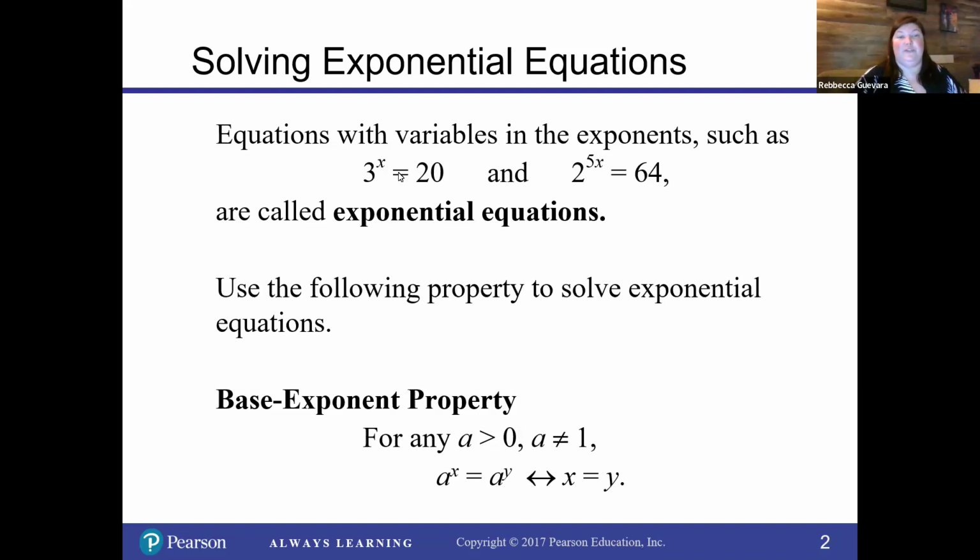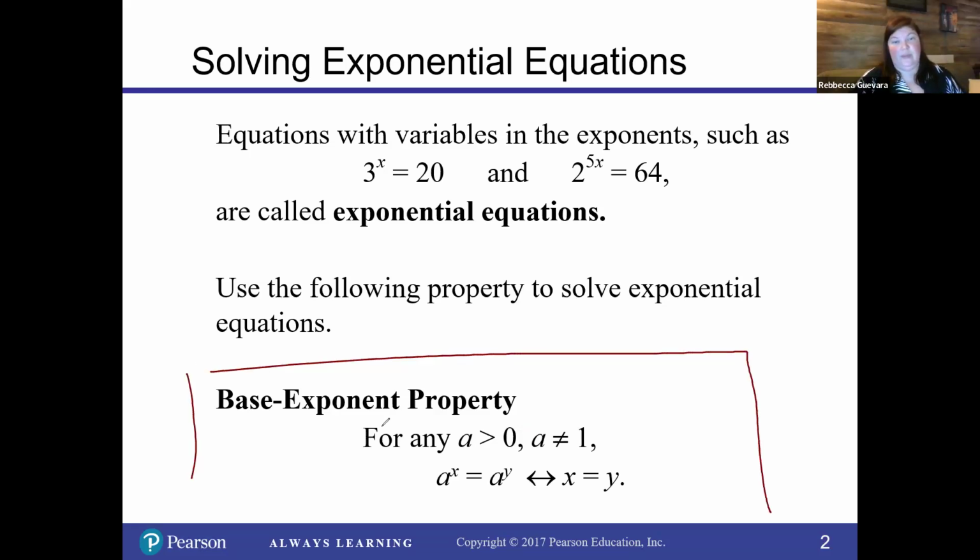If we have equations such as 3^x = 20, 2 times 5^x = 64, these are exponential equations because x is in the exponent spot. If we want to solve these, we're going to use what we call the base exponent property. The base exponent property says if we have two numbers equal each other with the same base, their powers are going to end up being equal to each other. So we'll see here in a second how we can use this.